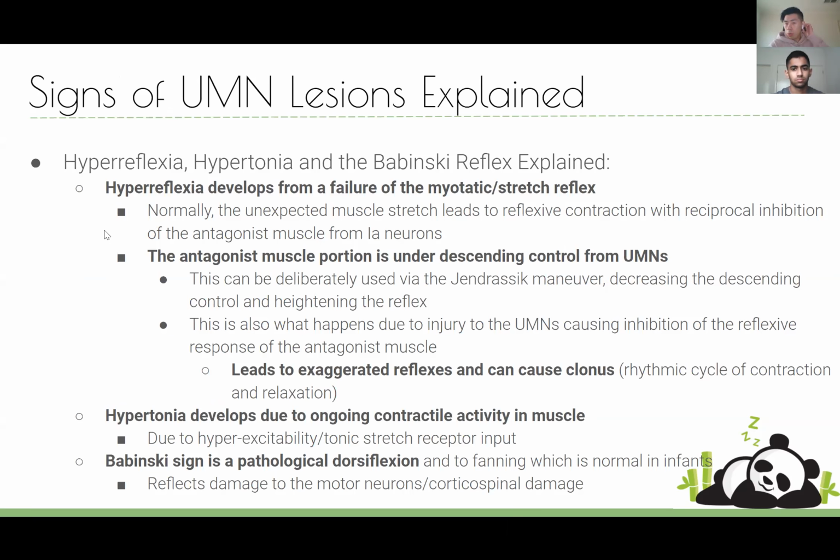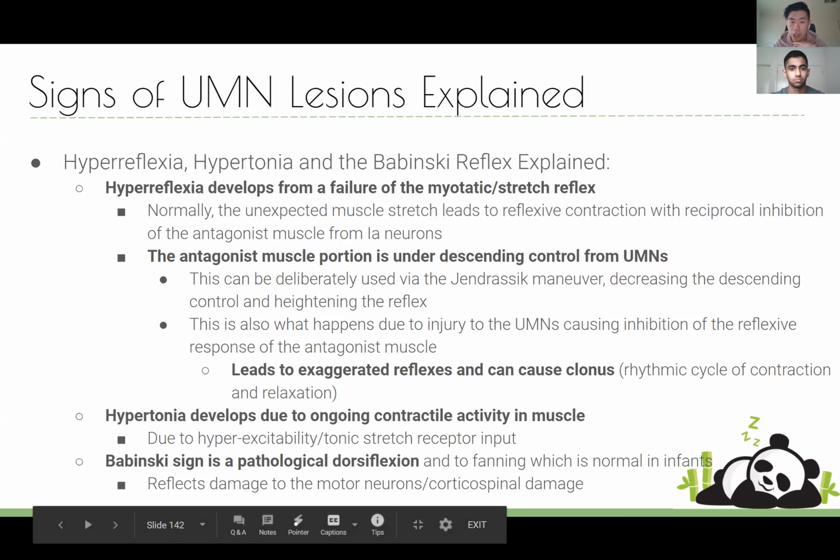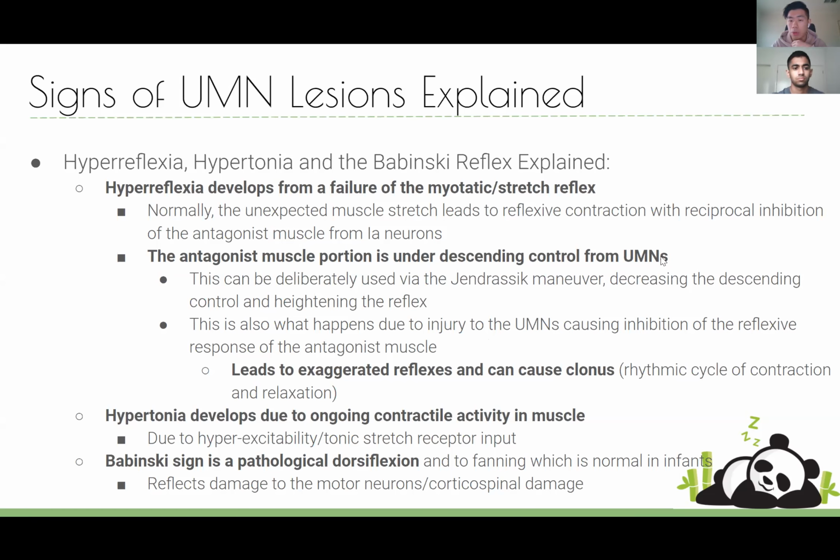Okay, so why do you get the upper motor neuron lesion signs? So hyperreflexia, hypertonia, the Babinski reflex. So hyperreflexia is because you have a failure of the stretch reflex. Basically, what normally happens when you have a reflexive reaction is that the muscle will contract back. But normally the antagonist muscle on the backside will also pull a little bit to reduce how strong that reaction is. When you have an upper motor neuron lesion, that's reduced because the antagonist muscle is normally controlled by the upper motor neurons.